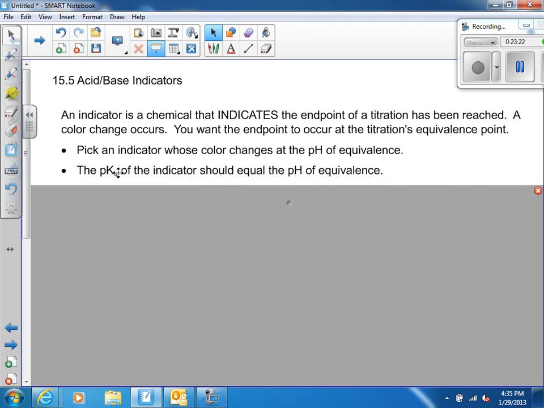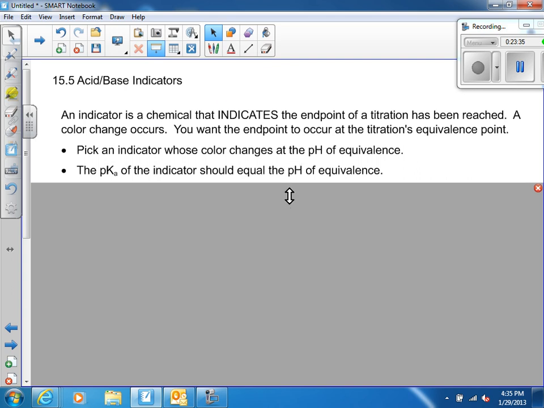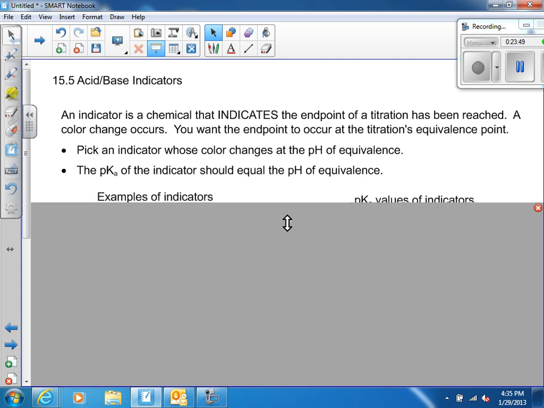And to get that to be true, you want your indicator's pKa. Indicators have their own pKa's. You want the indicator's pKa equal to the equivalence pH. Not to be confused with the half equivalence point, because that's a totally different pH. This is the equivalence point's pH should equal the pKa of the indicator. Remember, the half equivalence point is the pKa of the weak acid. So it gets confusing because there's so many terms in here.